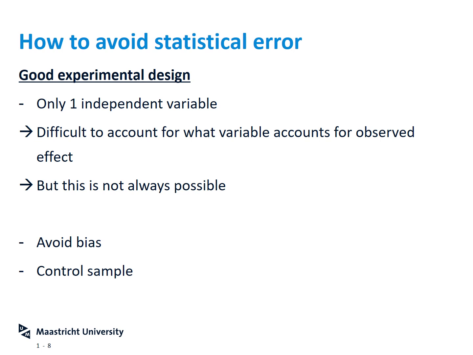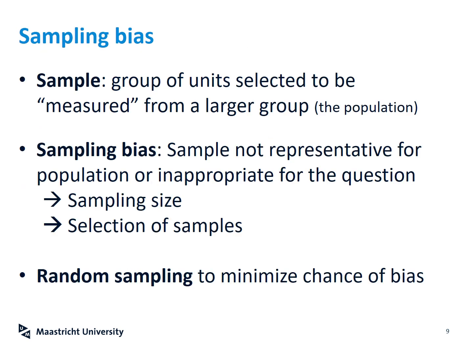Two other things: you should avoid bias and you should use a control sample, and these are somehow connected also to good experimental design. When we talk about bias, what we often think about is conscious bias. We think about scientists not being totally objective, being biased by their opinion, by their cultural background, or by something else. But much more often what we see is unconscious bias, bias created by the way we do our experiments.